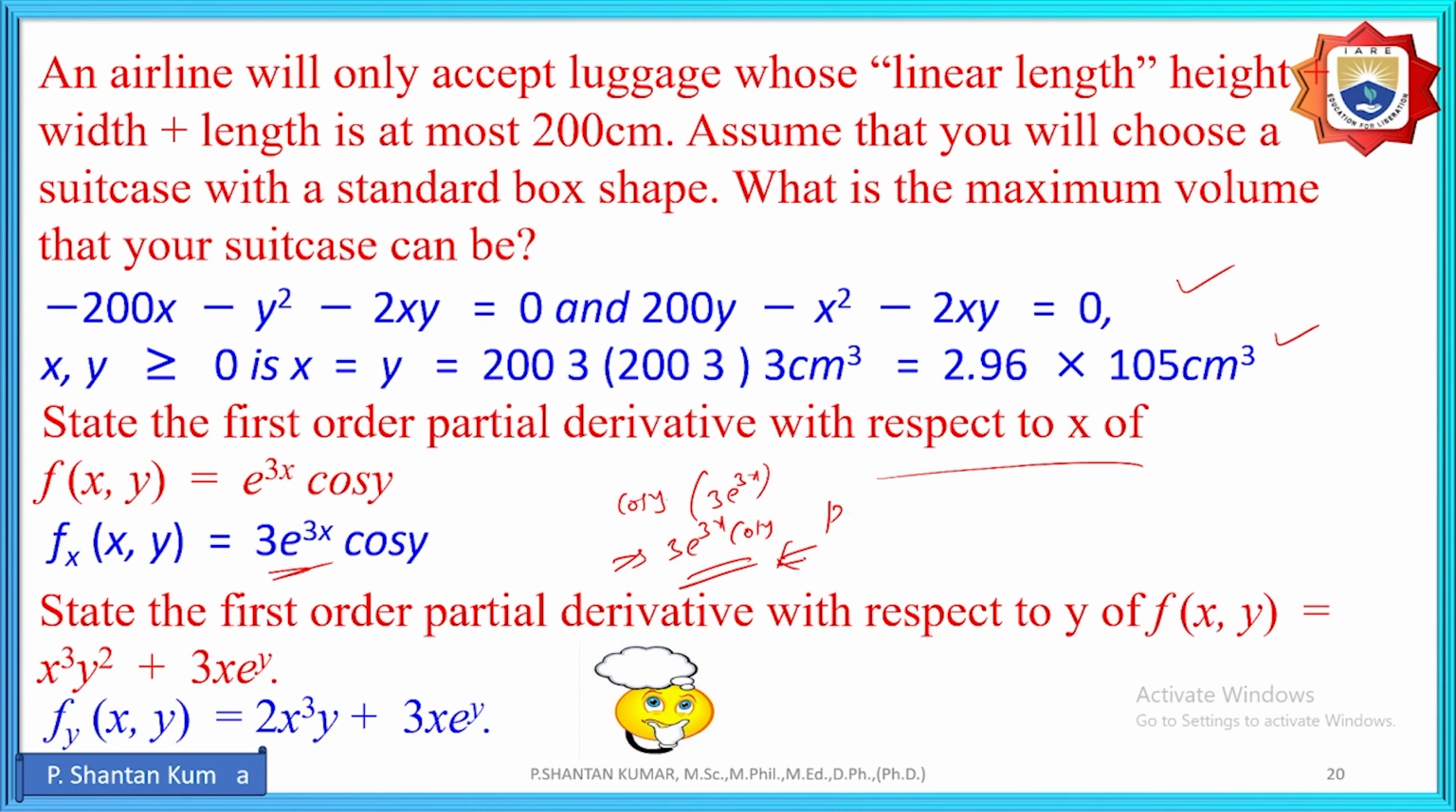And similarly, state the first order derivative with respect to y. With respect to y, it is nothing but x cube, take out common, that is 2y less 3x common e power y. That is the value obtained. It is nothing but the value of q. They are asking what is the small p.